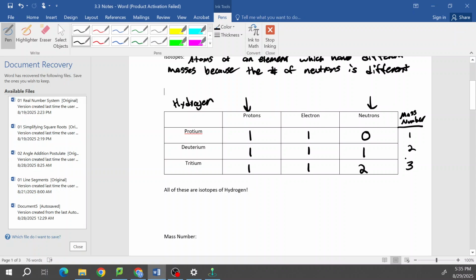If we know the mass number for a specific element, we can write that element using its mass number. So protium, I could also write as hydrogen-1. It's hydrogen with a mass number of 1. Deuterium is also hydrogen, so I can write this as hydrogen-2, or sometimes we might say H-1 and H-2. And tritium is hydrogen with a mass number of 3. All of these are isotopes of hydrogen. They're all hydrogen atoms, but they differ in the number of neutrons.